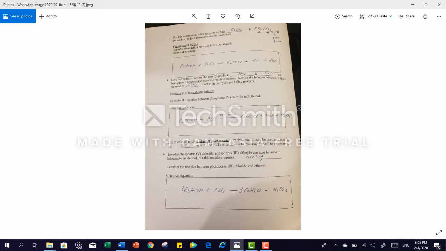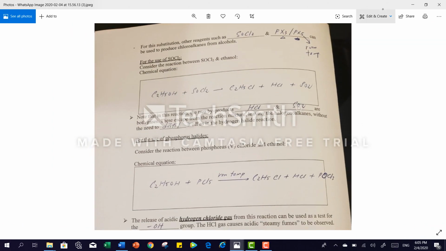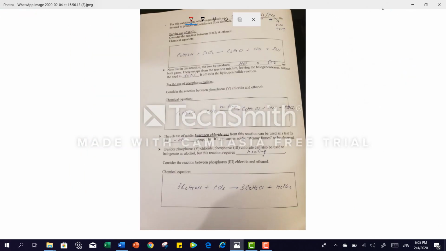Now this page is talking about if you don't want to use HCl, as I mentioned in the previous video, you still have other reagents you can use. You can use SOCl2, okay? And the reaction is here. Remember, this is the product you want to have, right? Organic product. And these two are the byproducts. Since both of them are gases, they will be just gone. So you don't have to distill the product out, okay?